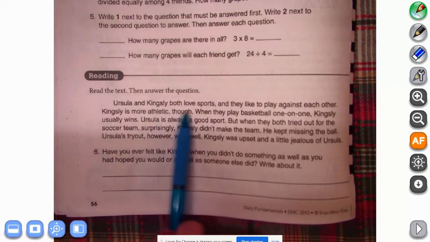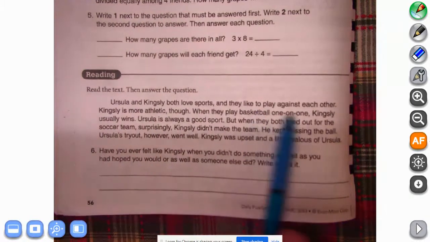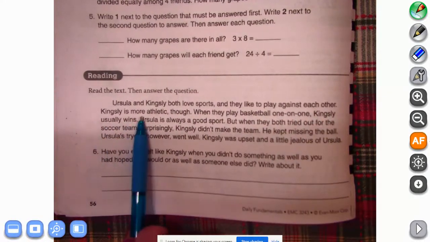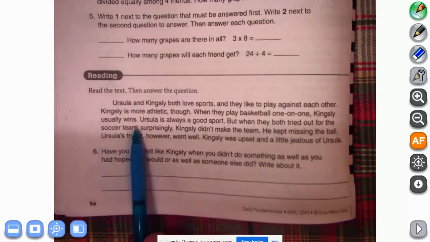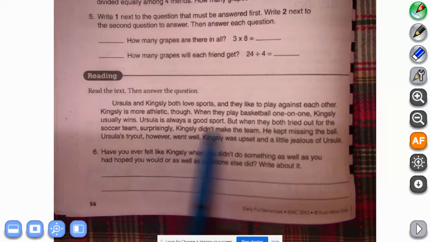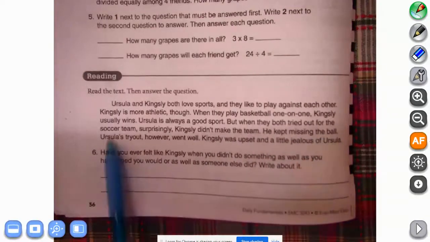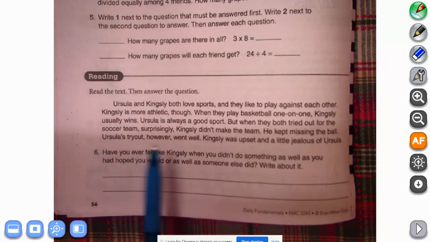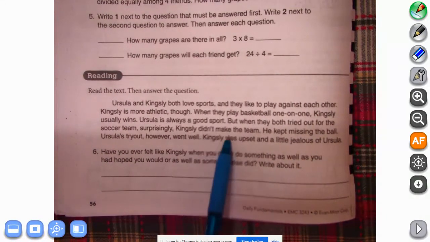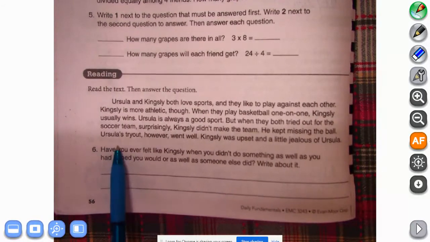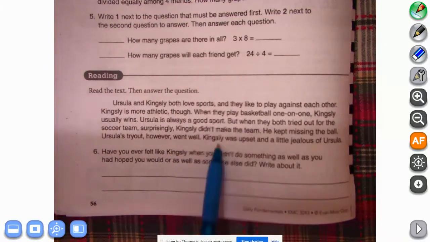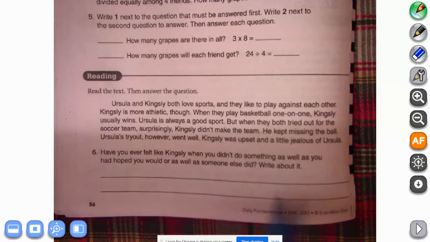Ursula and Kingsley both love sports, and they like to play against each other. Kingsley is more athletic, though. When they play basketball one-on-one, Kingsley usually wins. Ursula is always a good sport, but when they both tried out for the soccer team, surprisingly, Kingsley didn't make the team. He kept missing the ball. Ursula's tryout, however, went well. Kingsley was upset and a little jealous of Ursula.